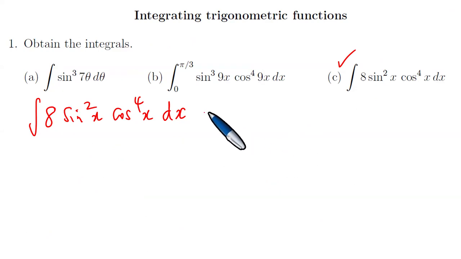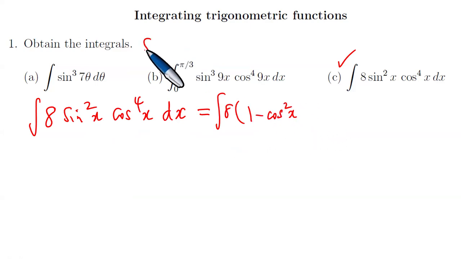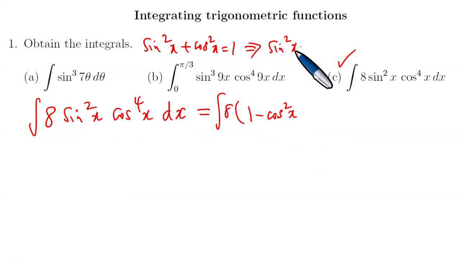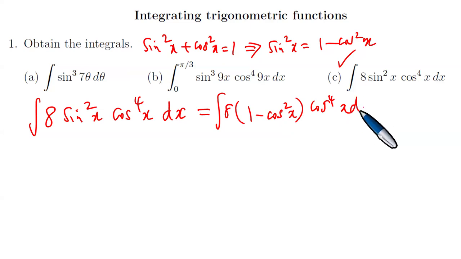What we do here is to realize immediately that sine squared is the same as 1 minus cosine squared x. Obviously, the reason is that sine squared x plus cosine squared x as usual is always 1, and that means that whenever we have sine squared x, it is 1 minus cosine squared x. So that whenever the sine squared is 1 minus cosine squared x, times cosine to the fourth power of x dx.